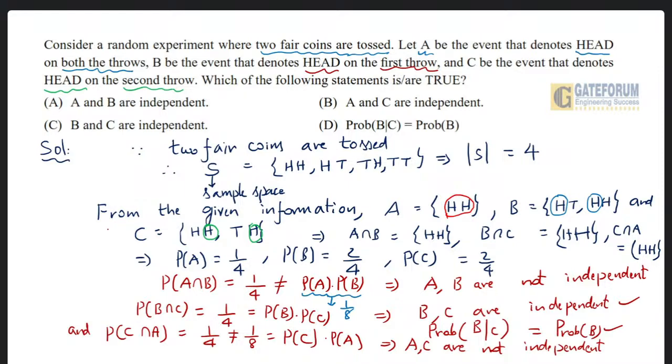Therefore, only two statements are true. That is, C comma D are true. Therefore, options C comma D are true. This one, this one. This is the answer. This is the end of the question.